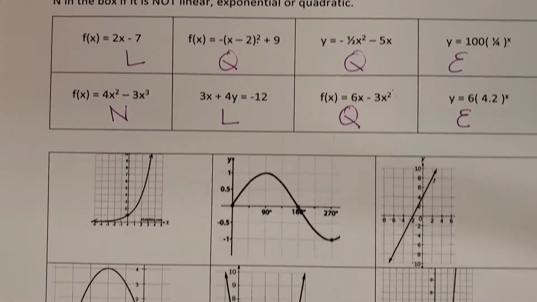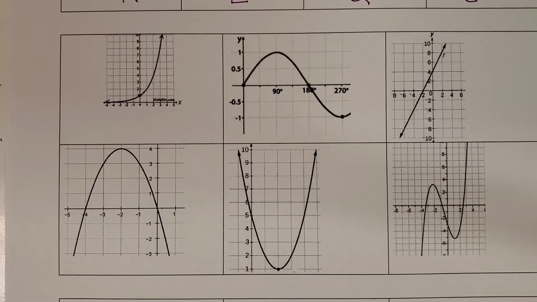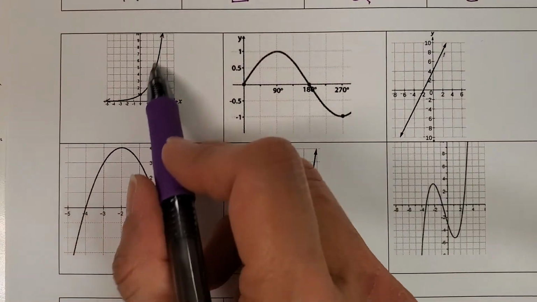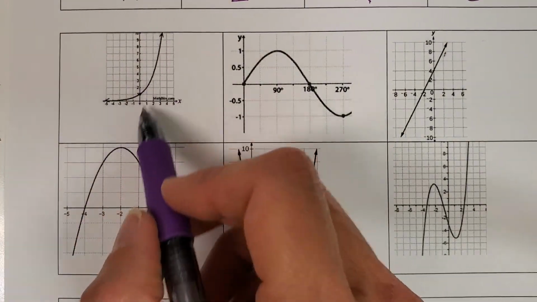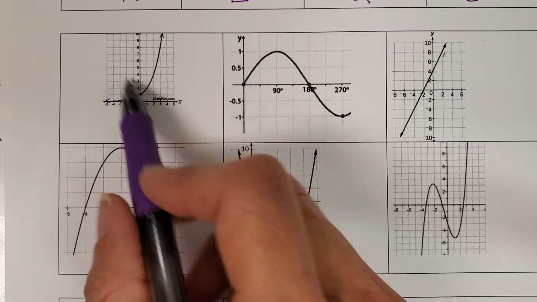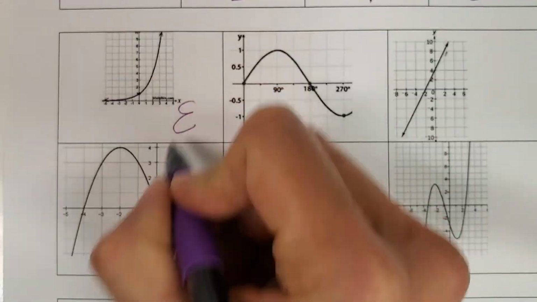Now we're moving on to the graphs. So this would be a good time to pause and just see if you can tell the difference. Let's go. Here we go. It's a curve. It's not a line, so that's not linear. It's not a parabola. That's an exponential curve.